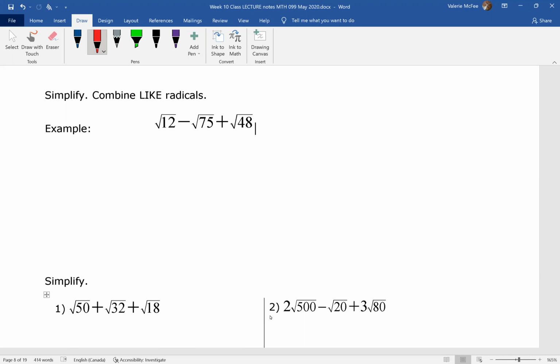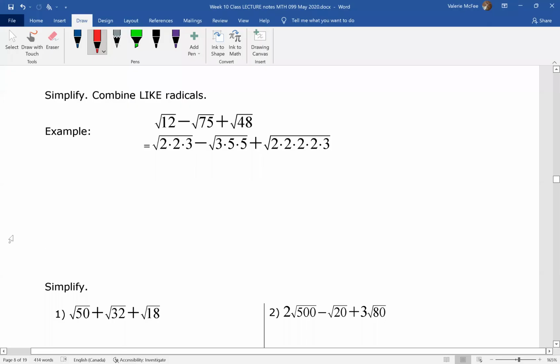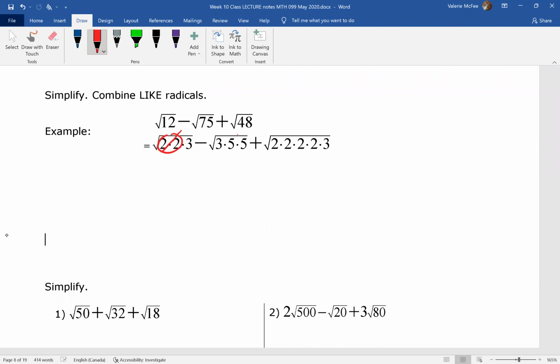This question here, the radicands are not the same. We have 12, 75, and 48. But hopefully you've been doing enough practice that you know that these can be simplified. So let's start by prime factoring each of the radicands. Our index is 2, so we know that we're always looking for 2 factors. 2 factors of 2 there, 2 factors of 5, and 2 groups of 2 factors here.